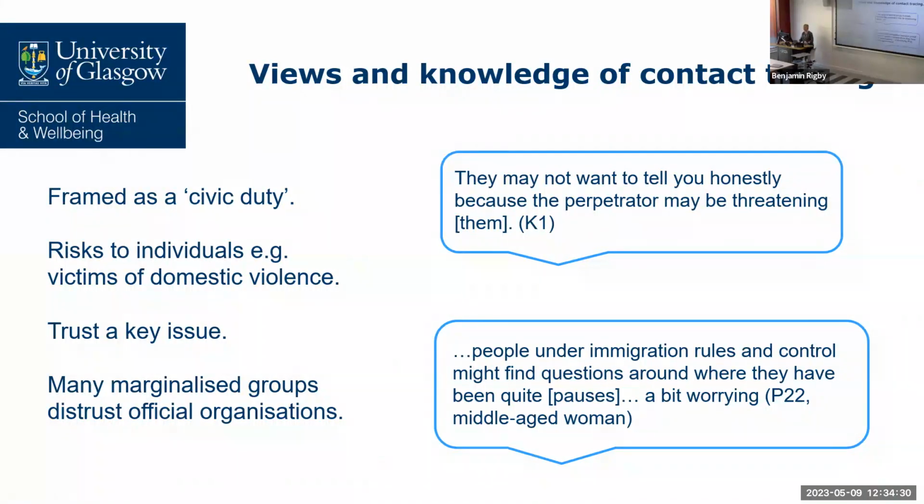Trust was also a key issue that came out, and again, it was raised with a number of groups that many marginalised groups have a long distrust of official organisations, and that this was just another kind of official approach. So, for example, referring to asylum seekers, saying that people under immigration rules might find these questions quite worrying.